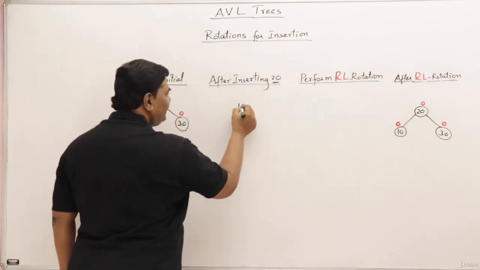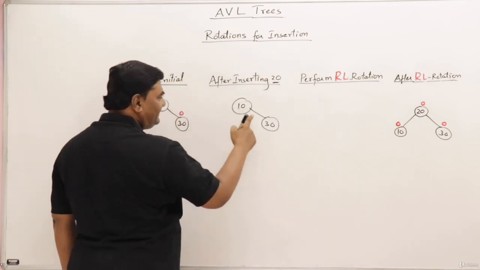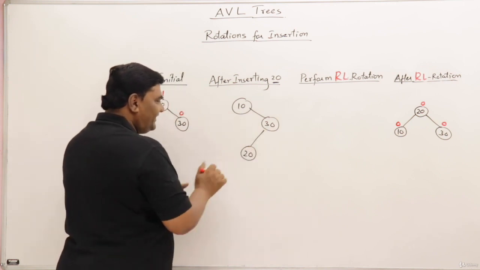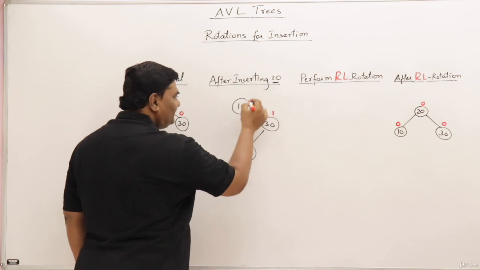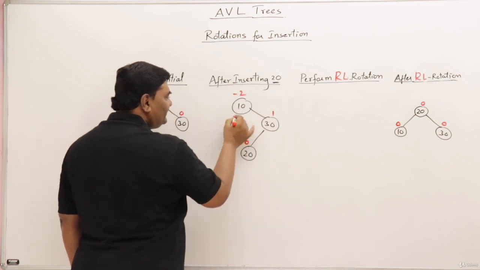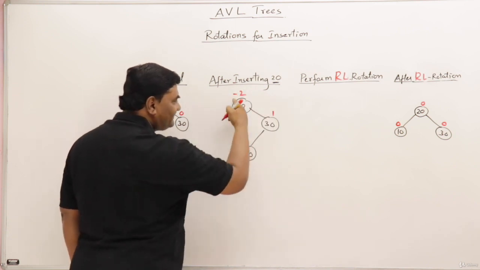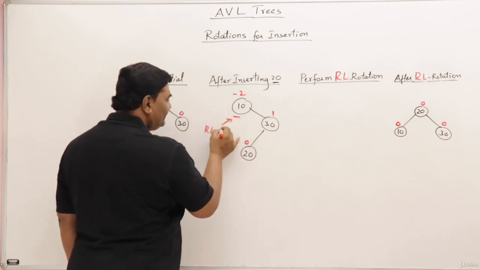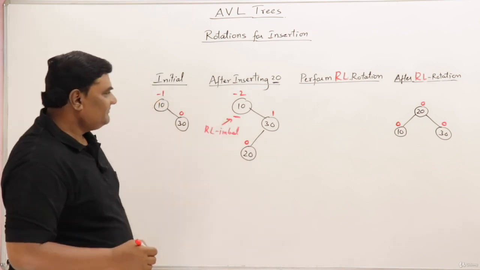So if we insert 20, 20 is greater than 10 but less than 30. So it comes this side. Then the balance factors are 0, 1 and this is minus 2. So this became imbalance. Which imbalance? Right, left. So RL imbalance. So in short, I wrote RL imbalance.